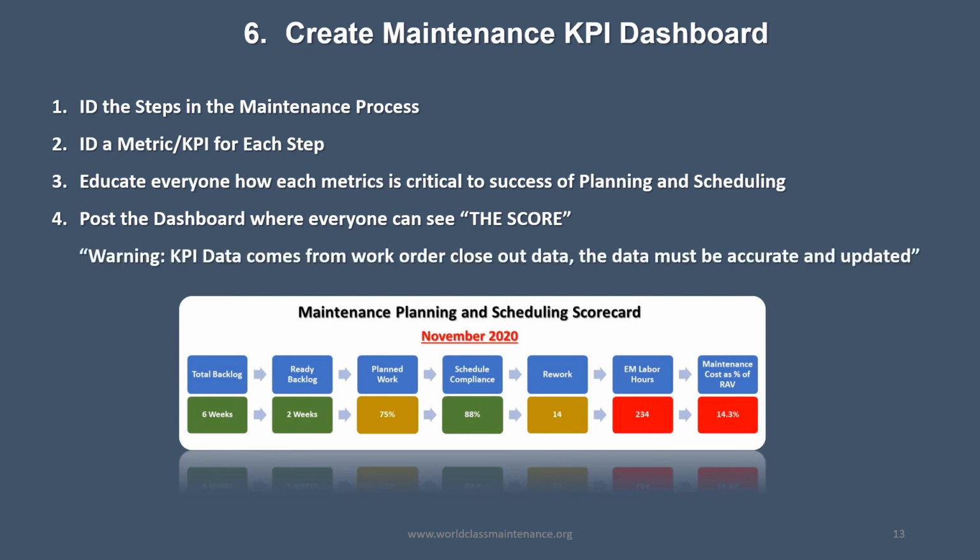Now, warning: KPI data comes from the work order closeout data. So the data must be accurate and updated. The person who closes it out in the CMMS is the maintenance planner. A lot of people say the maintenance planner doesn't know the work. Yes, he or she does know the work. But the maintenance supervisor should review it and say, okay, it looks good. And then the maintenance planner is the last one to look at it. They're the only one sitting calm at the end of the day.